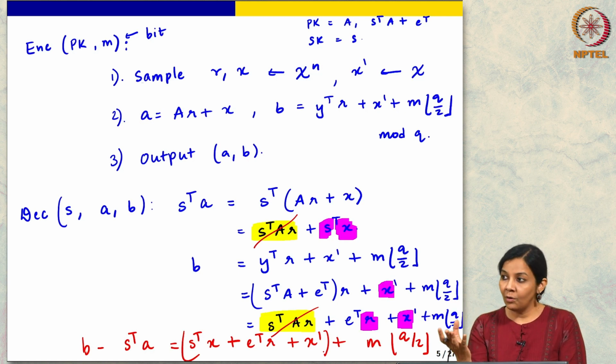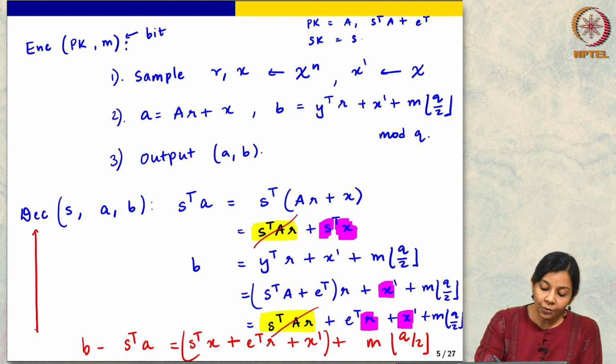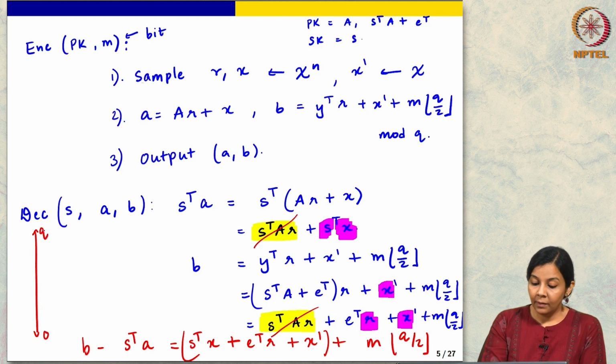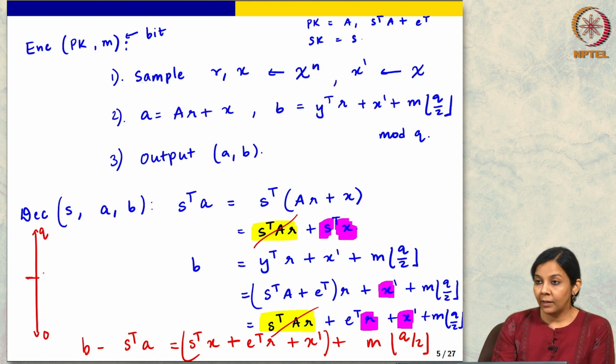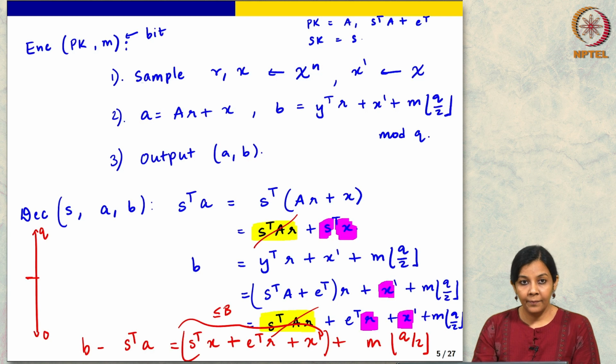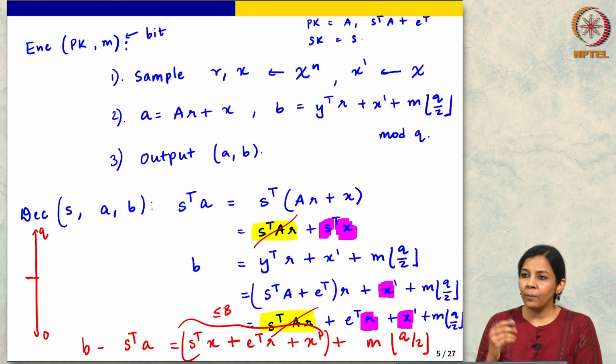So, it is either 0 or 1 and I am scaling it with Q over 2. So, think of this as 0 to Q, let us say. Okay. So, Q over 2 is somewhere here. Now, suppose I can bound this error term by some B, and this B, let us say, is quite small. So, suppose I can say that B is going to be at most Q over 4.